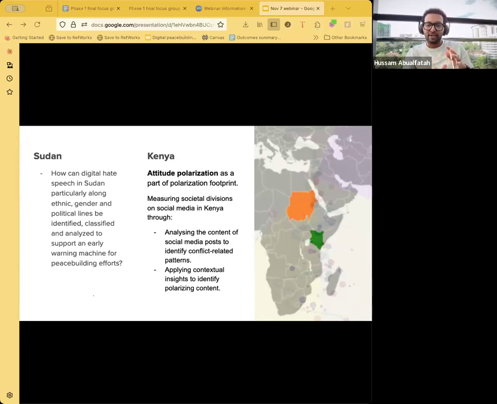In Sudan, as you know, there is a war since the 15th of April, 2023, and in fact, there is also a war on social media in Sudan. There are lots of questions that can be asked, lots of posts that can be analyzed, but we need to be specific. That's why our central research question was: how can digital hate speech in Sudan, particularly along ethnic, gender, and political lines, be identified, classified, and analyzed to support an early warning machine for peace building efforts? You can go to the next one.